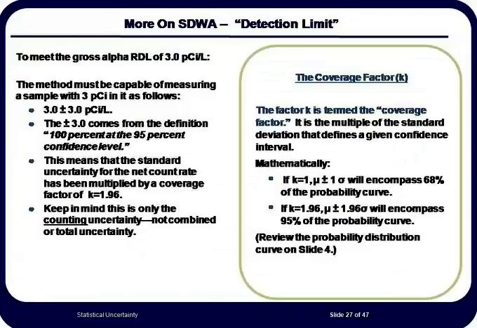As stated here, if a detection limit is defined as 3 picocuries per liter, its associated uncertainty at that concentration must be 3 picocuries per liter or less at the 95% confidence level. This means that 1.96 times the standard uncertainty would be equal to 3 picocuries per liter.